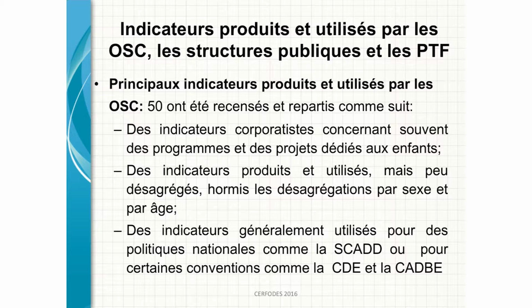First, the indicators produced and used by CSOs, public structures, and PTFs. The headline is indicators that are published or produced and used by community-based associations, public structures, and technical and financial partners, which is a code for donor and bilateral organizations. Of the primary indicators published or produced and used by community-based organizations or civil society organizations, 50 were included in the repertory and divided in the following ways.